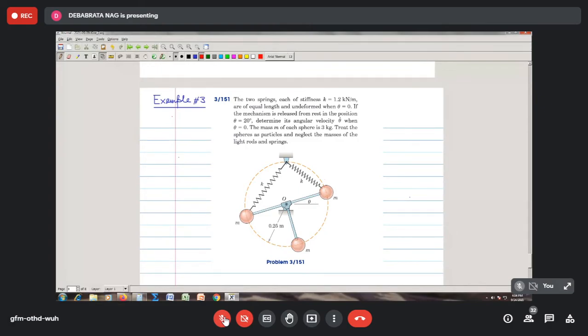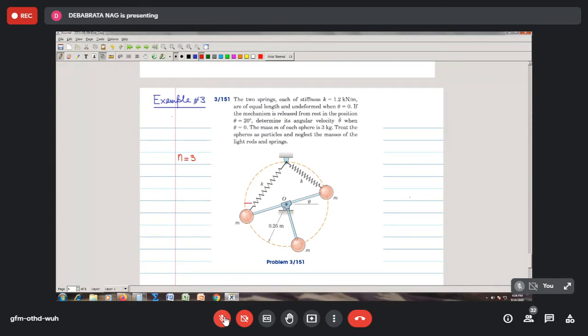N equal to 3. The total number of masses is 3. Look at what is written here: the two springs each of stiffness k, both the springs are having the stiffness k, that is equal to 1.2 kilonewton per meter, are of equal length and undeformed when theta equal to 0. So when theta is equal to 0, obviously what would be the configuration?